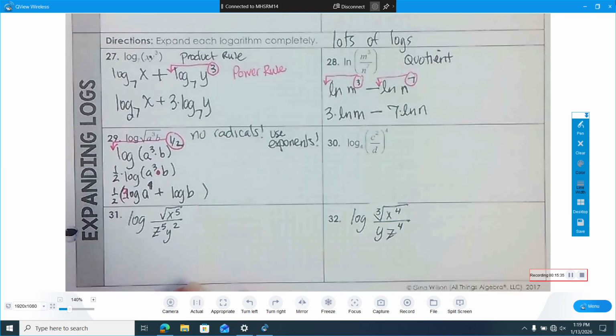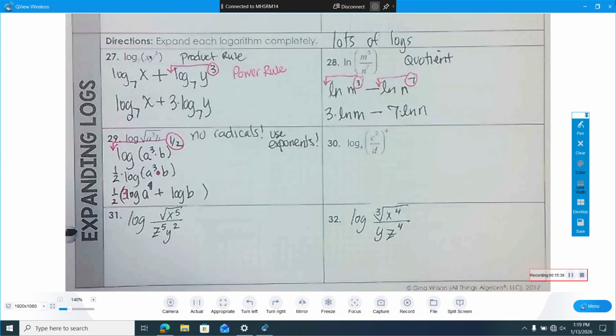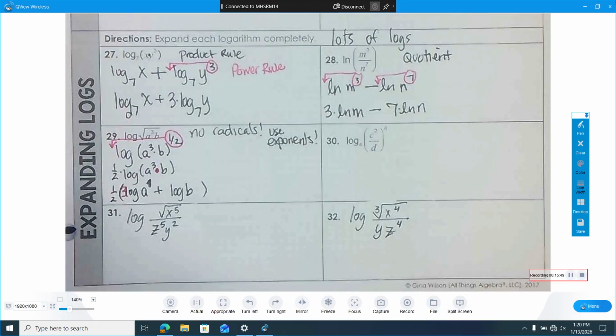Okay, I would like to look at 31 and 32. These are Delta Math ones. Can you take a moment and rewrite these? I meant to do this when I was prepping the notes to clear out the box for you, but I think I got too busy. All right, so number 31, cross out what's there. We have log base 10 of the square root of x to the 5th over z to the 5th y squared. And then number 2 is log base 10 of the cubed root of x to the 4th over y z to the 4th.